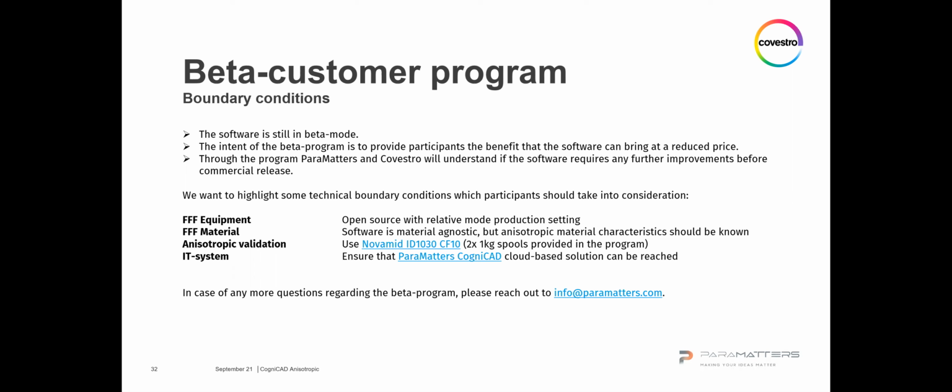The Cognicad software is material agnostic. So at this moment in the library is a Novamid material, but if you want to apply another material, if you know the anisotropic parameters of the characterization of that other material, you could change the values and run an optimization for another material than Novamid. But that's also why we are opening up, to make sure we grow that library. So it's not only connected to Covestro. We saw as Covestro a gap in the market. Together with ParaMatters, we developed this piece of software, and this should be benefiting all anisotropic materials and not only Covestro anisotropic materials.